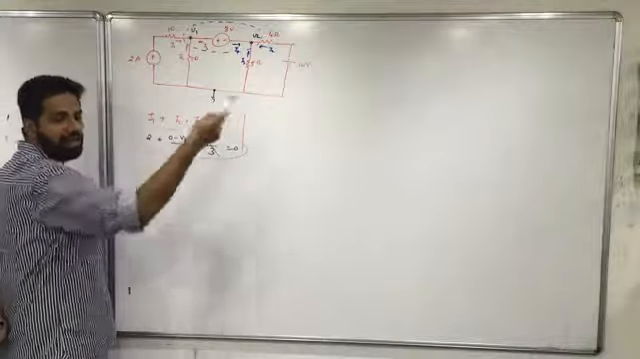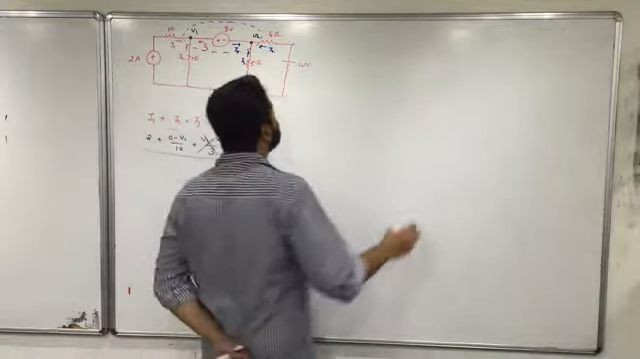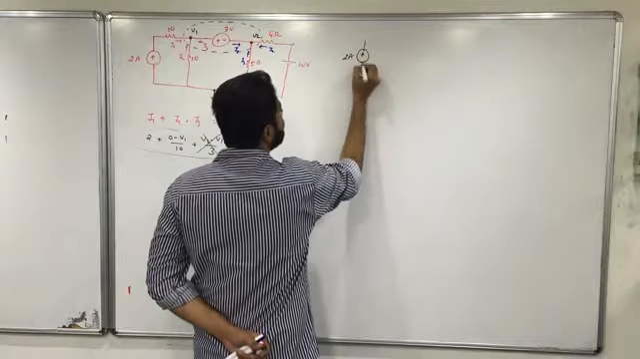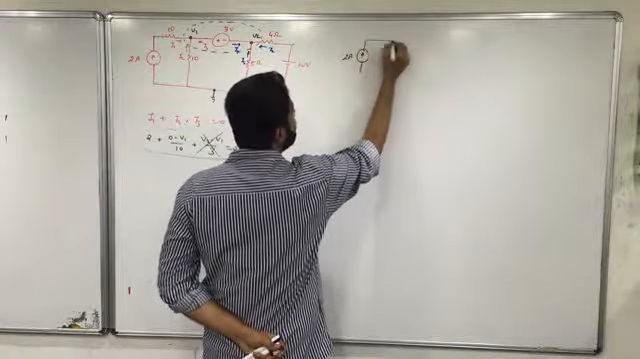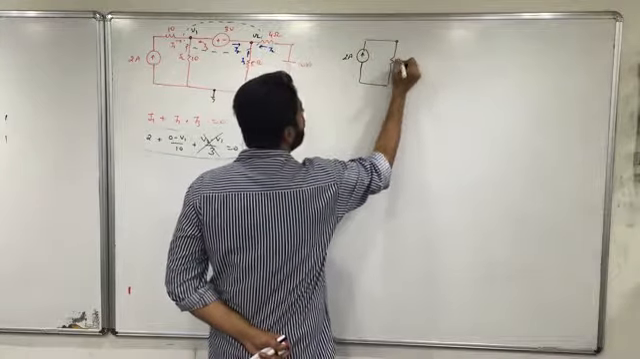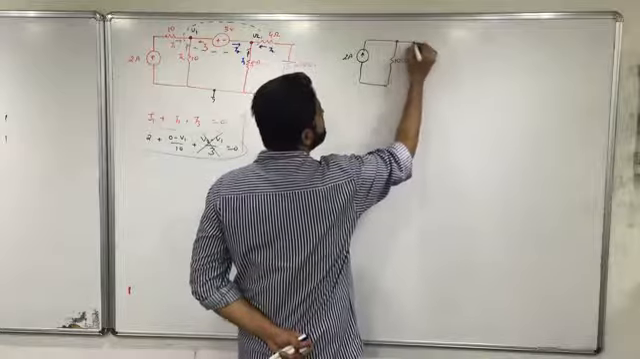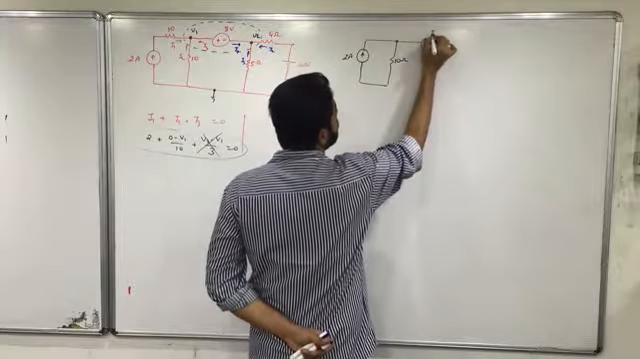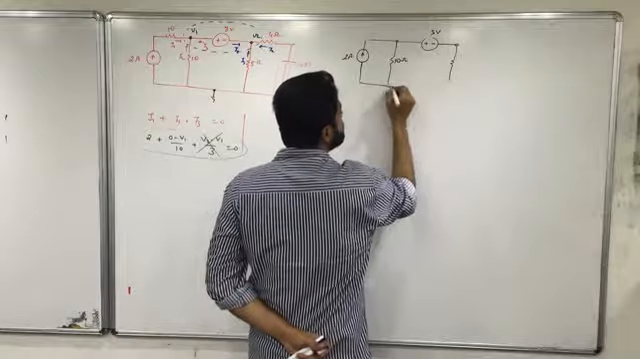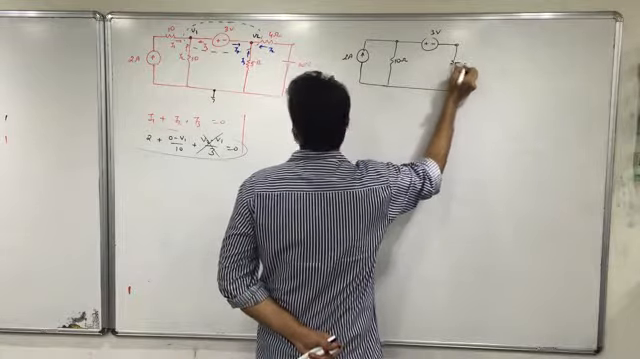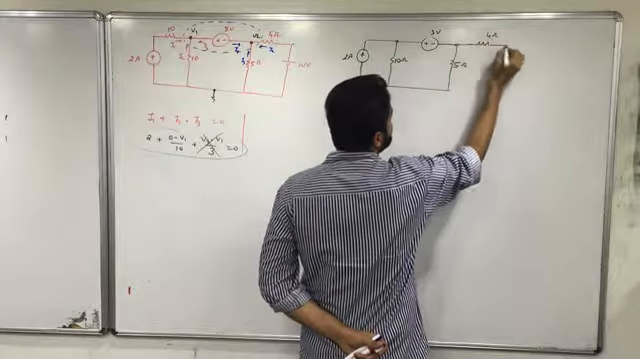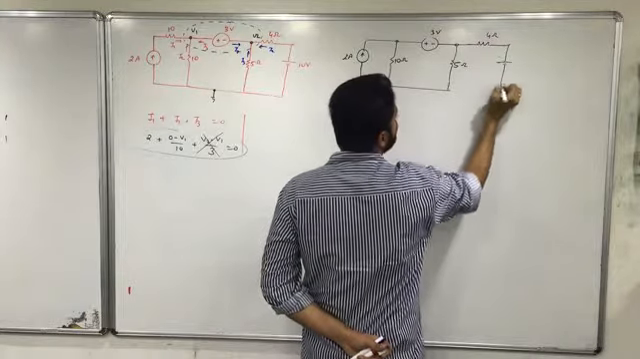Fine. So I'll redraw the entire network. Let's see. This is 2 ampere. Fine. Resistor is short circuited. This is 10 ohms. This is 3 volts. This is 5 ohms. This is 4 ohm. 10 volts.